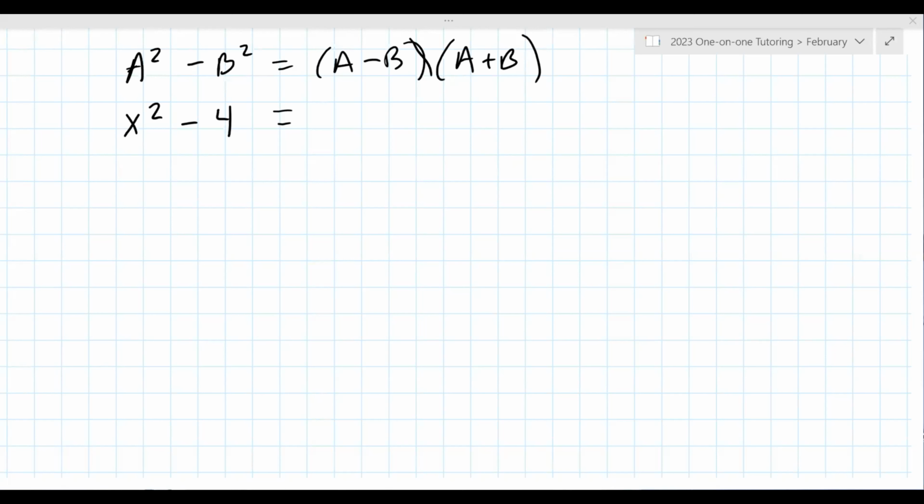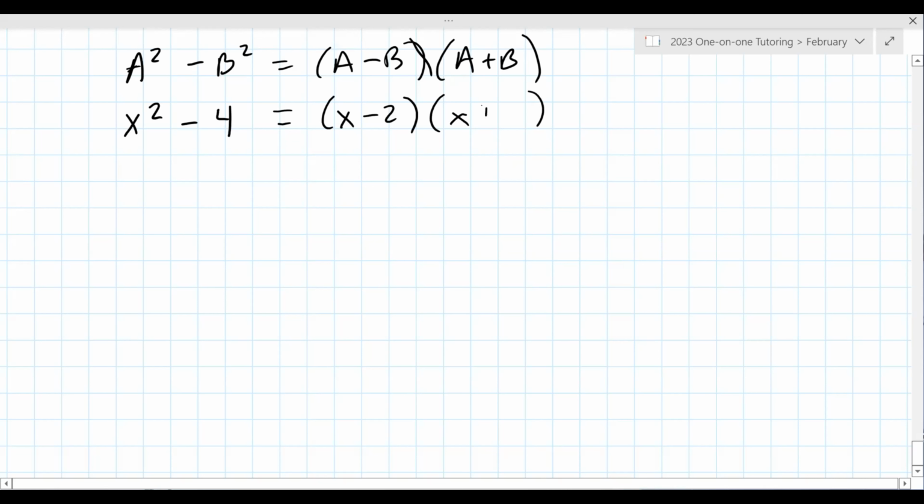Okay, so x and minus 2. Yeah, so x minus 2. Good. What goes in the next position? x plus 2. Good. Really good. Okay, let me have you try another one here.